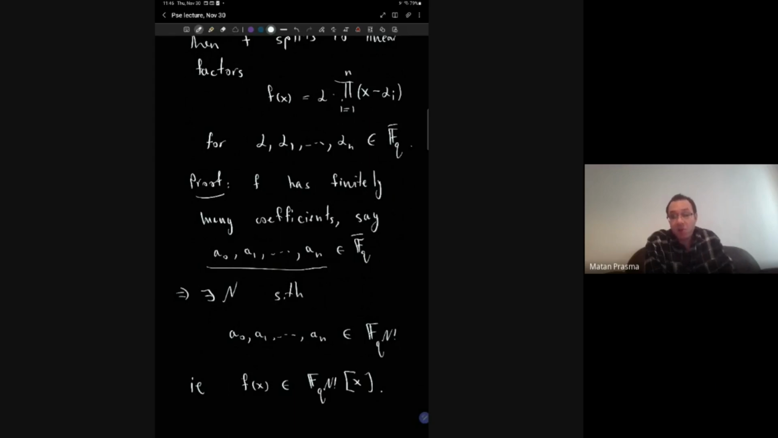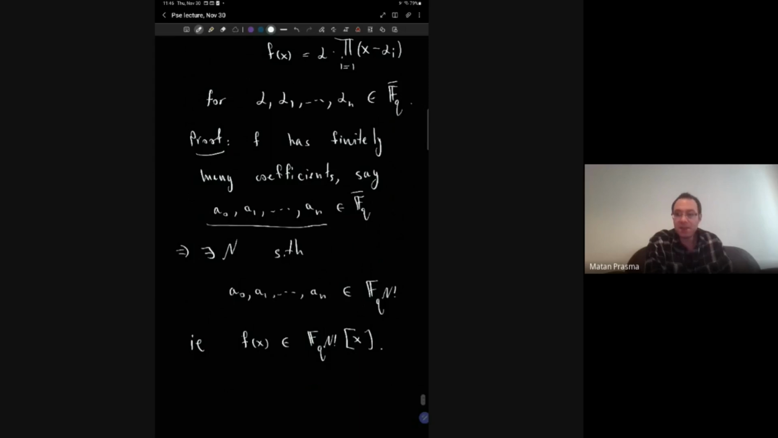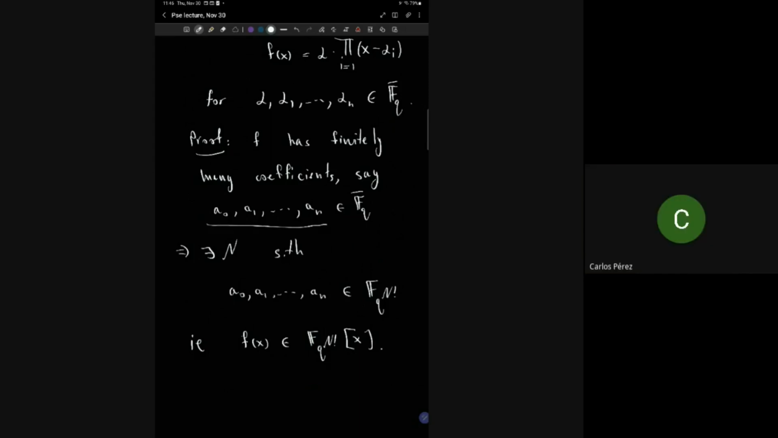Now I can do, yes? Can you give a bit more intuition about writing f of x within F_q^{n factorial} again? I'm not sure I follow, like, why is this relevant, or what is it kind of proving?